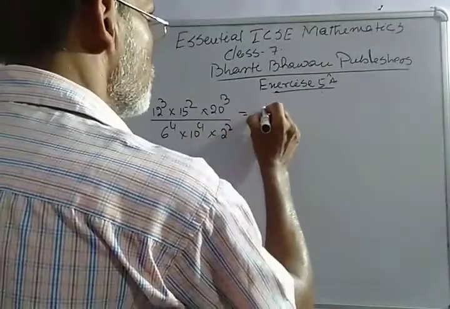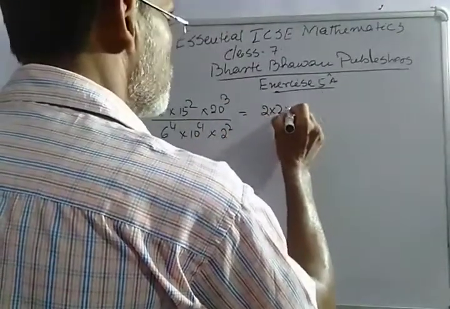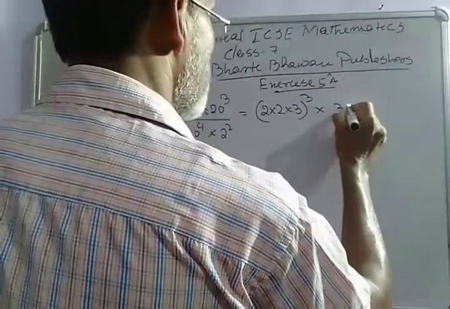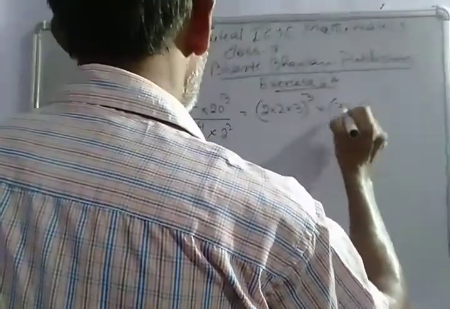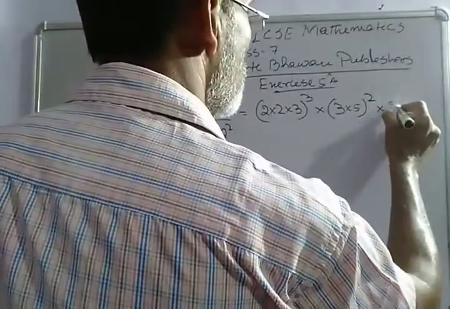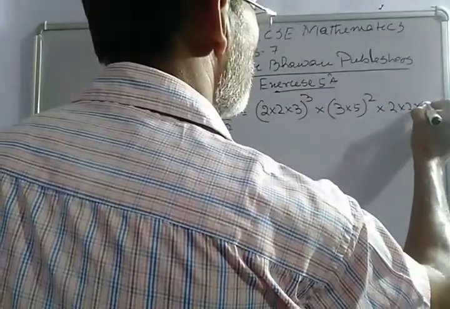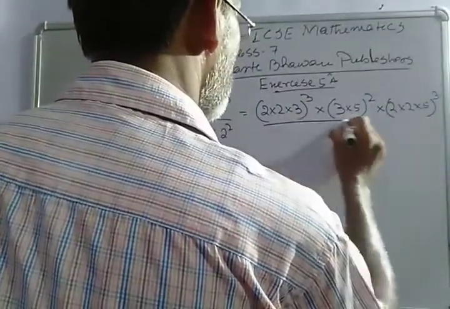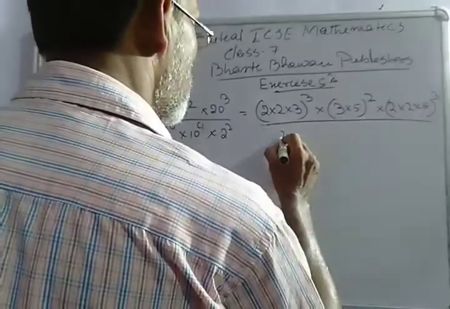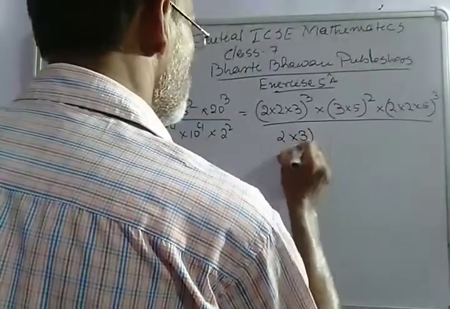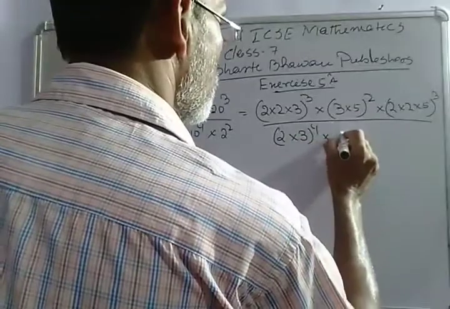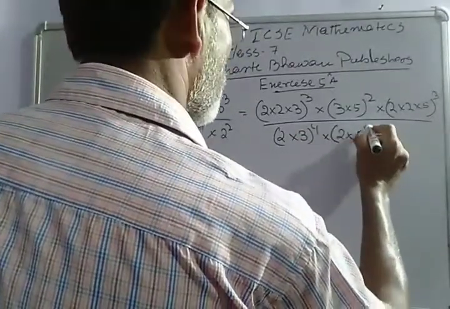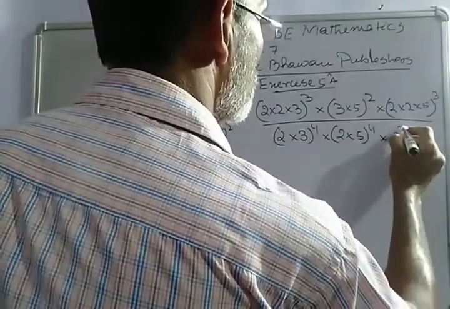So this is equal to (2 into 2 into 3) whole to the power 3 into (3 into 5) whole to the power 2 into (2 into 2 into 5) whole to the power 3, by 2 to the power 2 into 3 to the power 4 into 2 into 5 to the power 4 into 2 to the power 2.